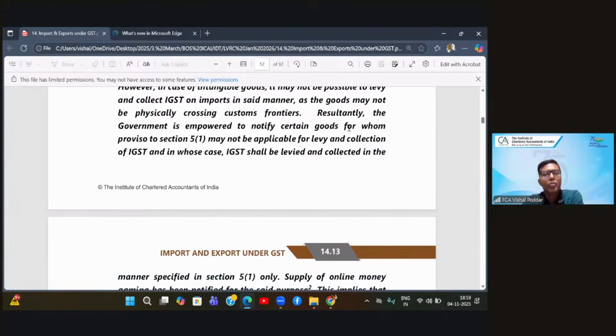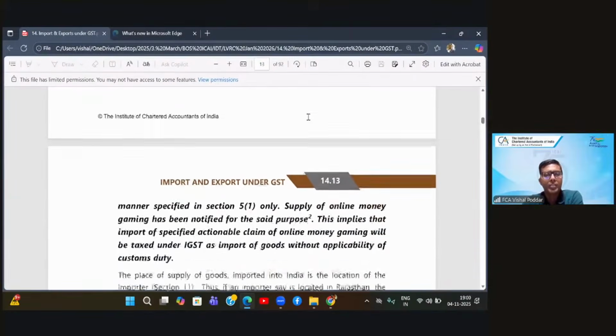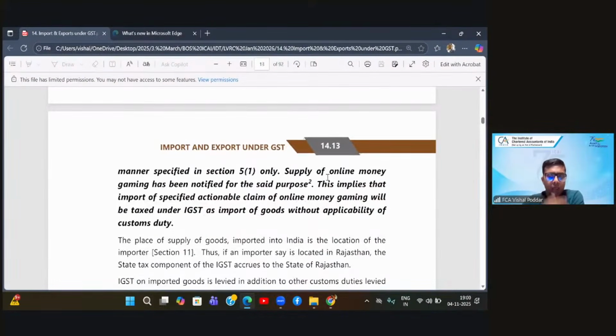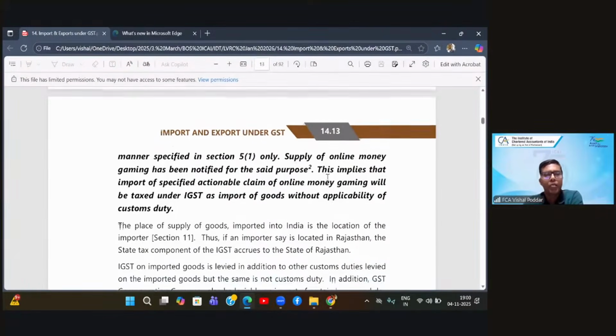Resultantly, the government is empowered to notify certain goods for which the proviso to 5(1) may not be applicable for levy and collection, and in whose case IGST shall be levied and collected in the manner of 5(1) only. So, for such types of goods, the government may use the power to notify.